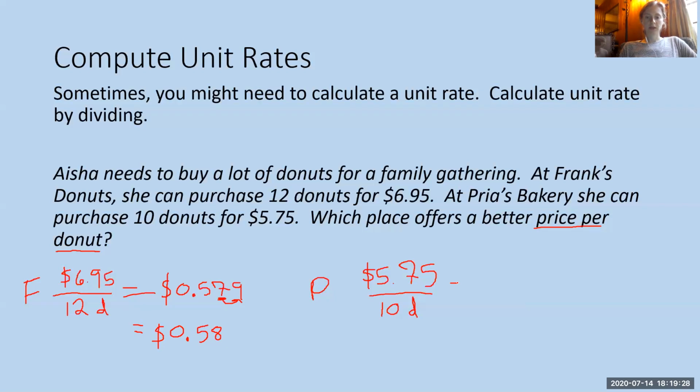Okay, and then we're going to do the same thing for Priya. So when we do 5.75 divided by 10, when you divide by 10, you're really just moving the decimal point over one place. So we get 0.575. That's a good pattern to notice. And again, we're talking pricing here, so we want to round to the nearest cent. Since we've got a 7 with a 5 next to it, we would actually round this up to about 58 cents.